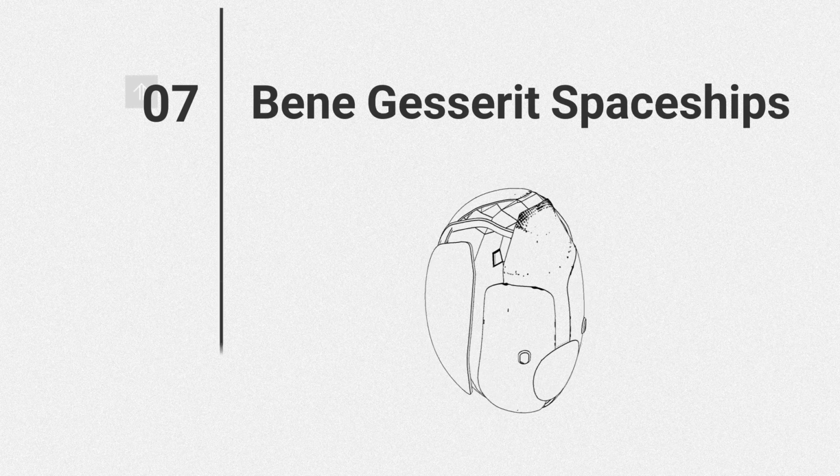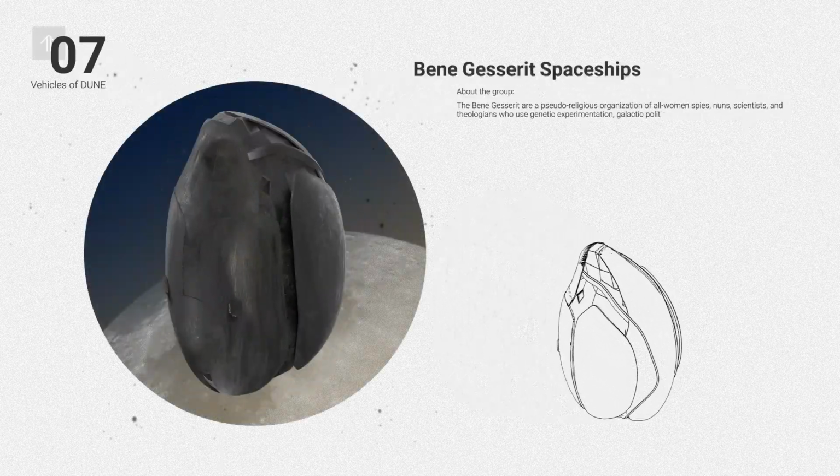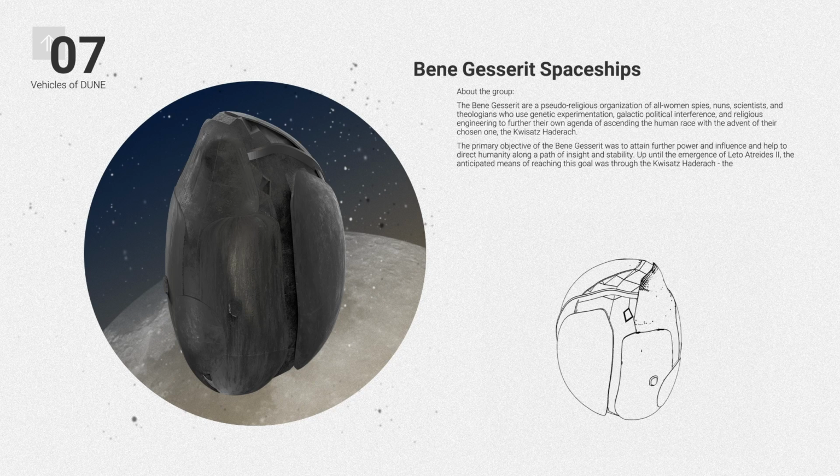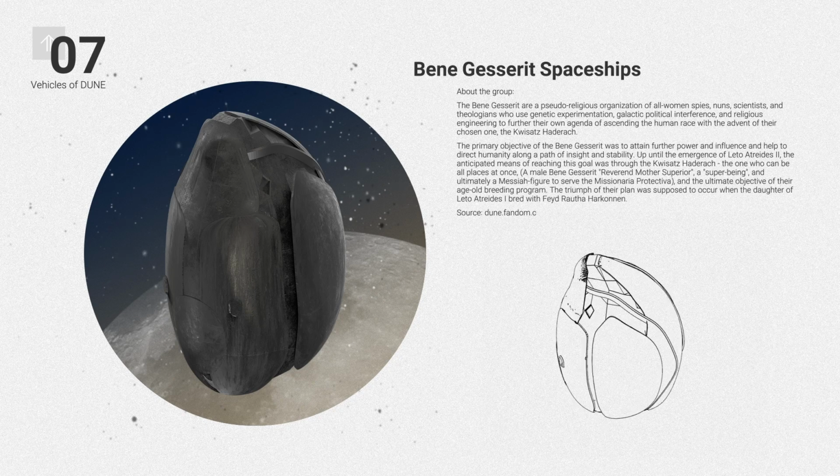7. Bene Gesserit ritual spaceship. We only get a glimpse of this relatively small ship in the movie. Given the subtle nature of the Bene Gesserit, it's likely they don't travel in large numbers.